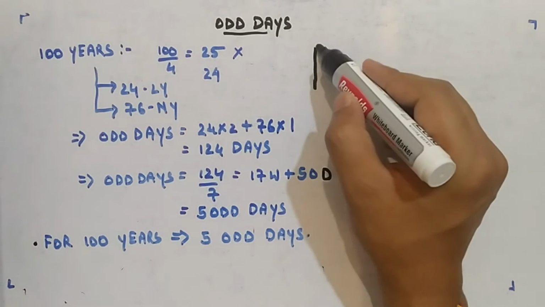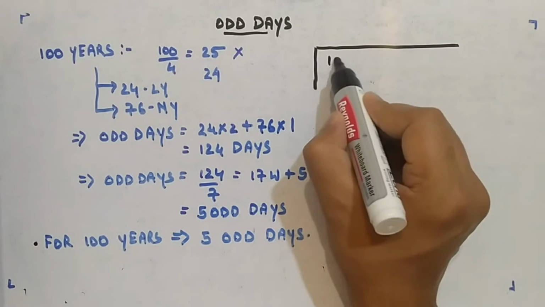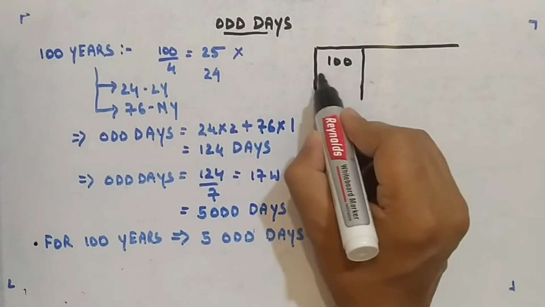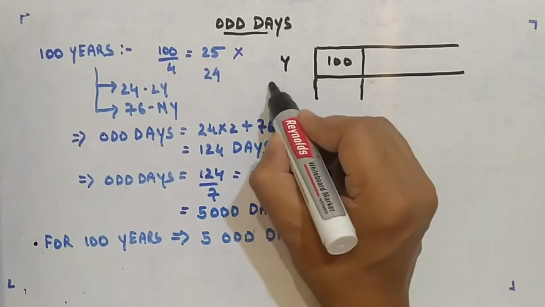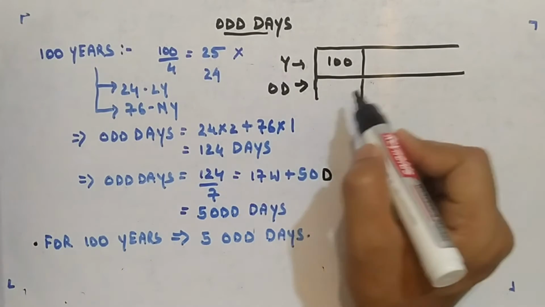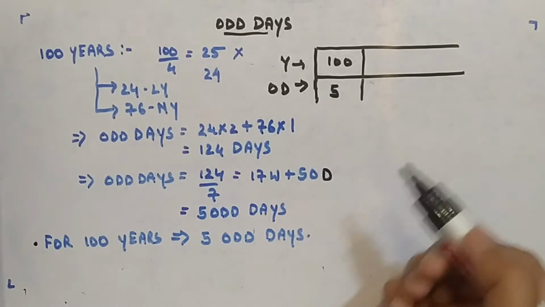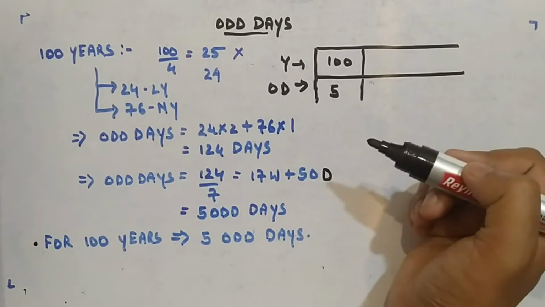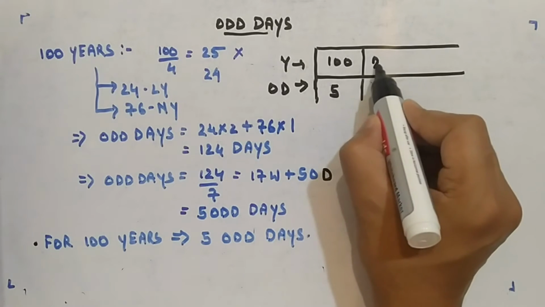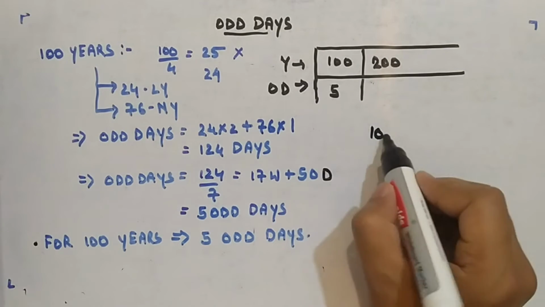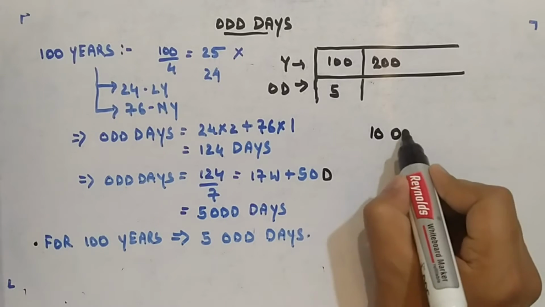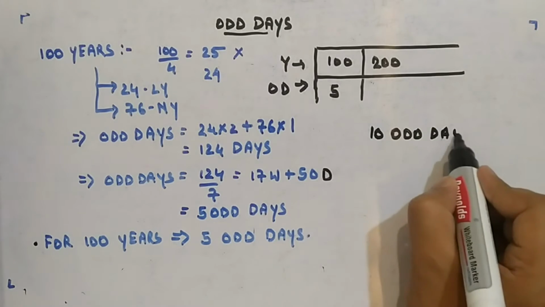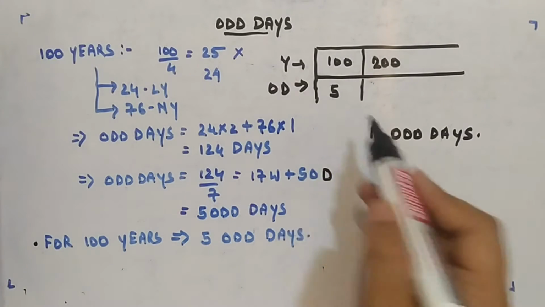So I'll make a table here. For 100 years you have how many odd days? This is years, this is odd days. Okay, how many odd days? 5 odd days you have. Similarly, if you look from 100 to 200, again you will have 5. So I can say till 200 I will have 10 odd days, 5 into 2. Okay, 10 odd days. Just I have multiplied 5 with 2.